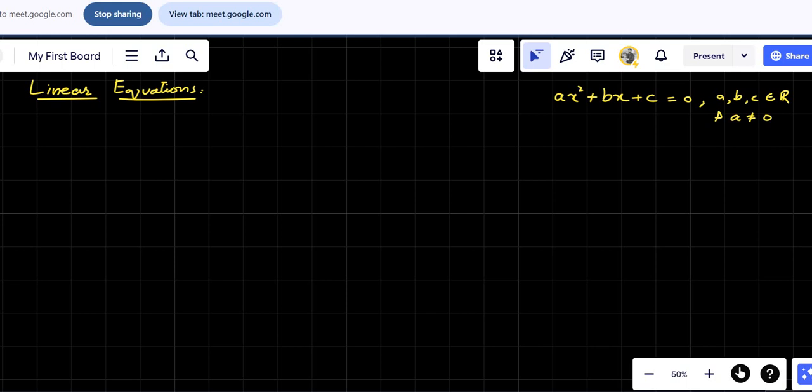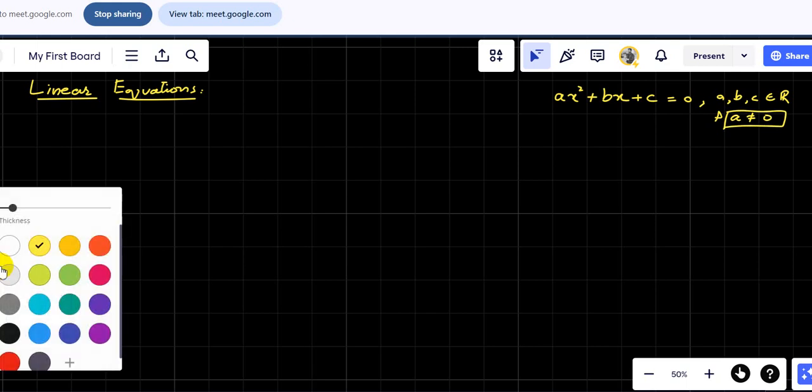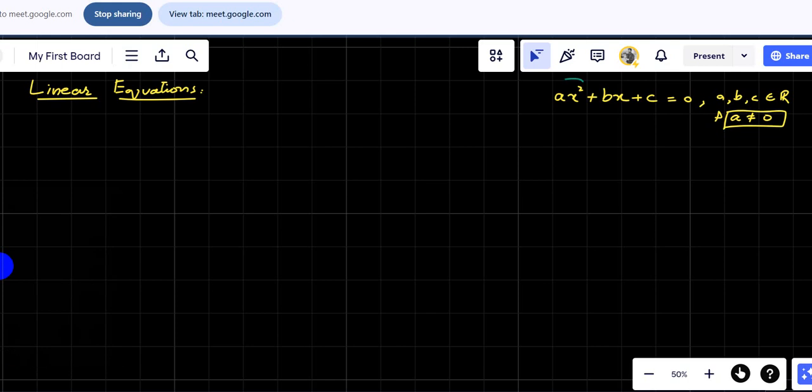Okay, why did we mention that a is not equal to 0? Because if a is 0, then the first term will become 0. If the first term is 0, then the rest of the equation is now a linear equation. How is this a linear equation? Because the maximum power of the variable is now 1. Any equation of this type, let's say bx plus c equals 0.